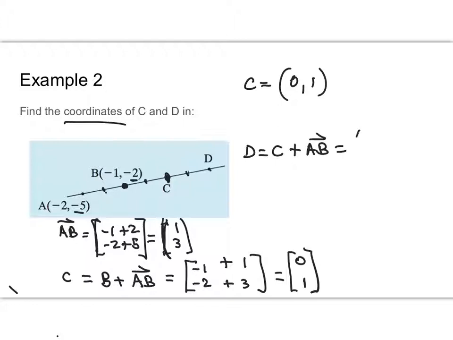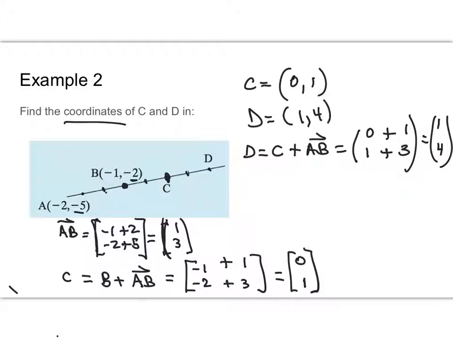So if C is 0, 1, and we add the vector A to B to that, we end up with 1, 4. So point D is 1, 4. You'll notice that these here are not vectors, they're just points on the line.